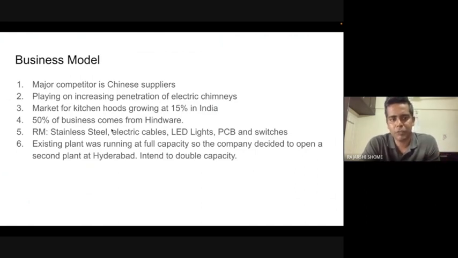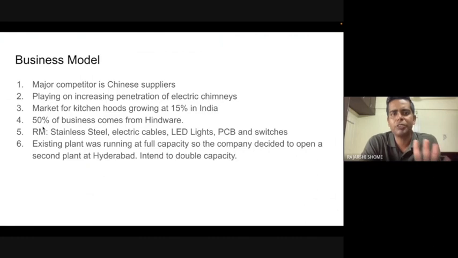So 50% of the business comes from Hindware. You guys must have heard about Hindware, right? The company that makes all these kitchen products and all the sanitary products and everything. So 50% of their business. Of course, it's a very small business, 5 years, 6 years. So there will be client concentration, which by the way is a risk. But for a very small business like Inflame, already getting such good contracts from Hindware is a good sign.